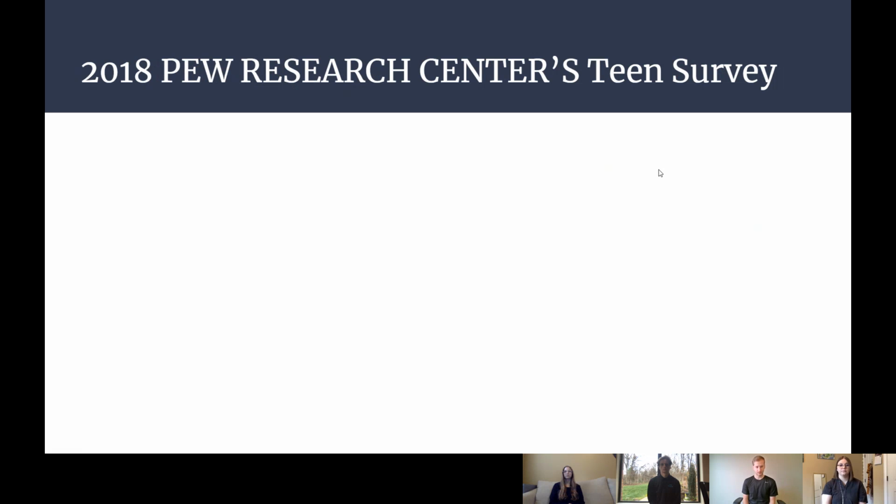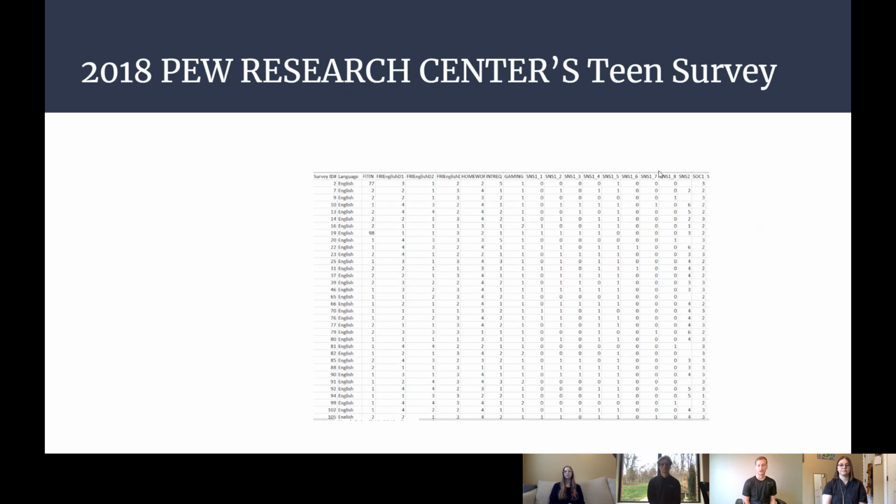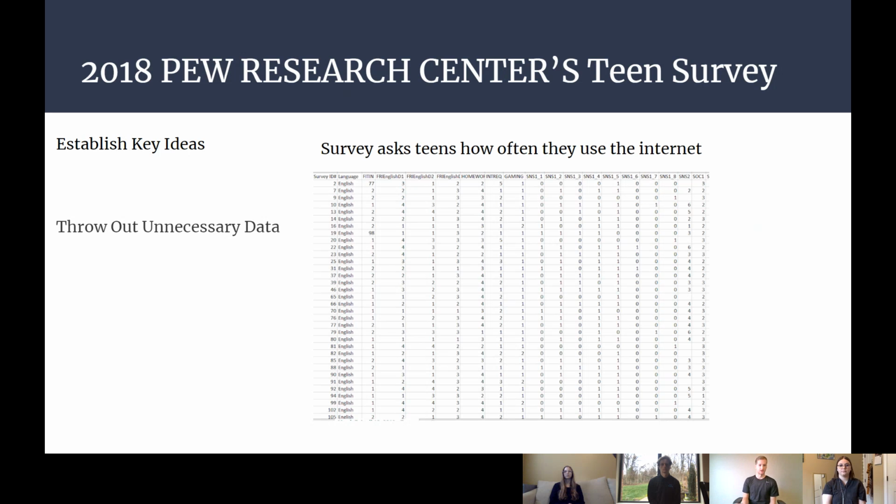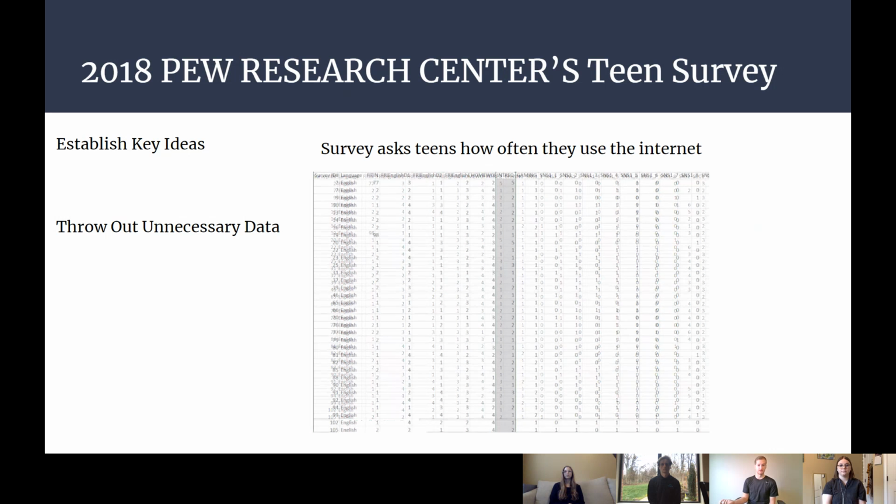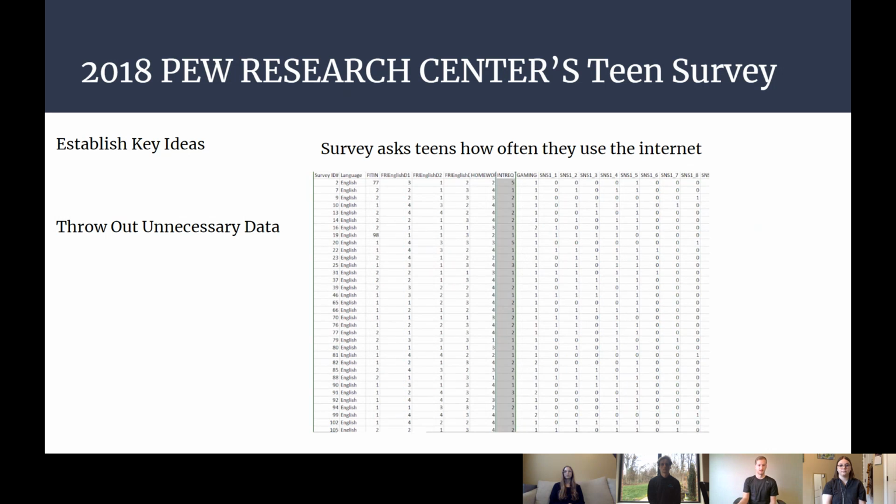Now on this next slide, here's an example of a research center survey that they did for teens. And here's the data sheet. No one can understand what's going on here. It has too many things going on and it just doesn't make sense. So first we just got to establish our key ideas. Knowing the sheet, I established, okay, this is what I'm going to go for, this question. And so I'm going to throw out the unnecessary data. And now we have that and simplify it.